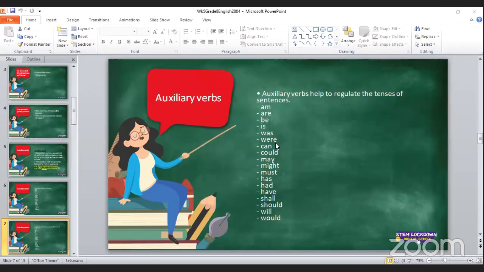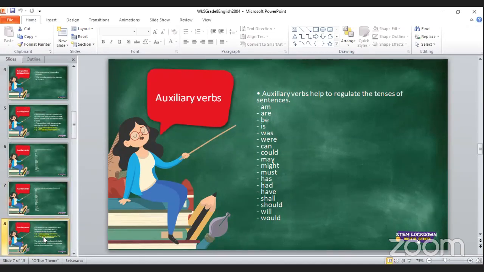So all these auxiliary verbs help to regulate the tense of a sentence. They'll help you to identify whether a sentence is in the present tense, the past tense, or the future tense. Let's move on.